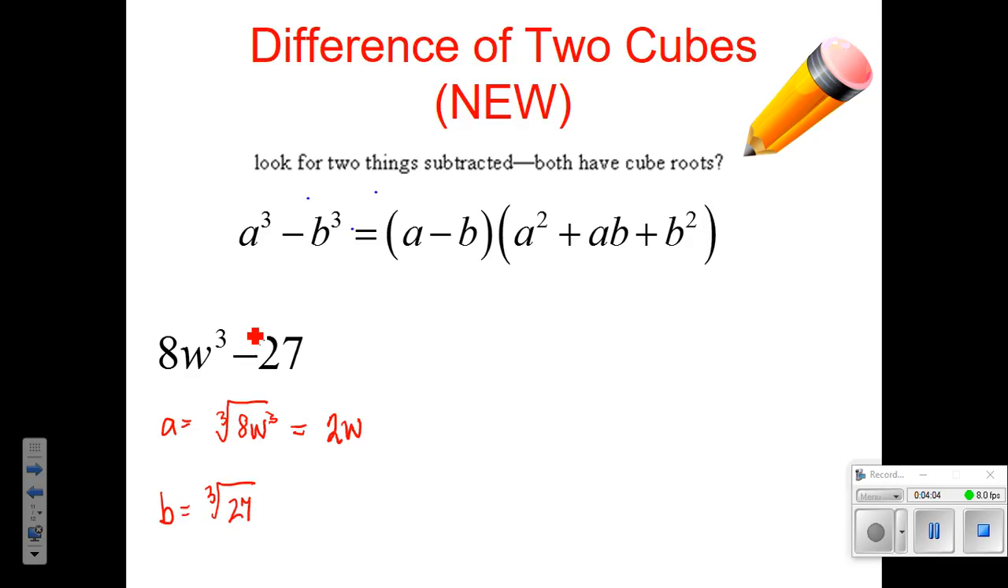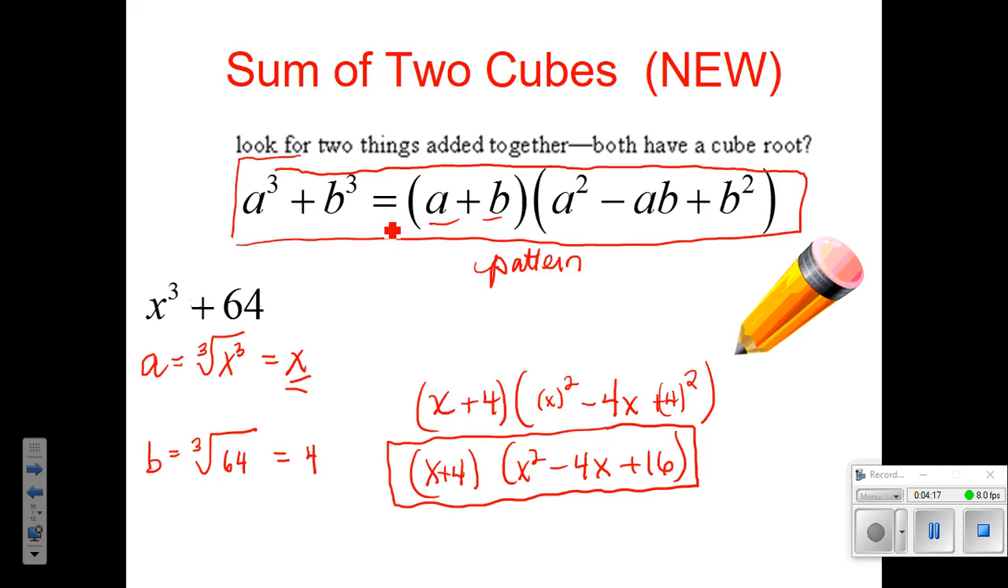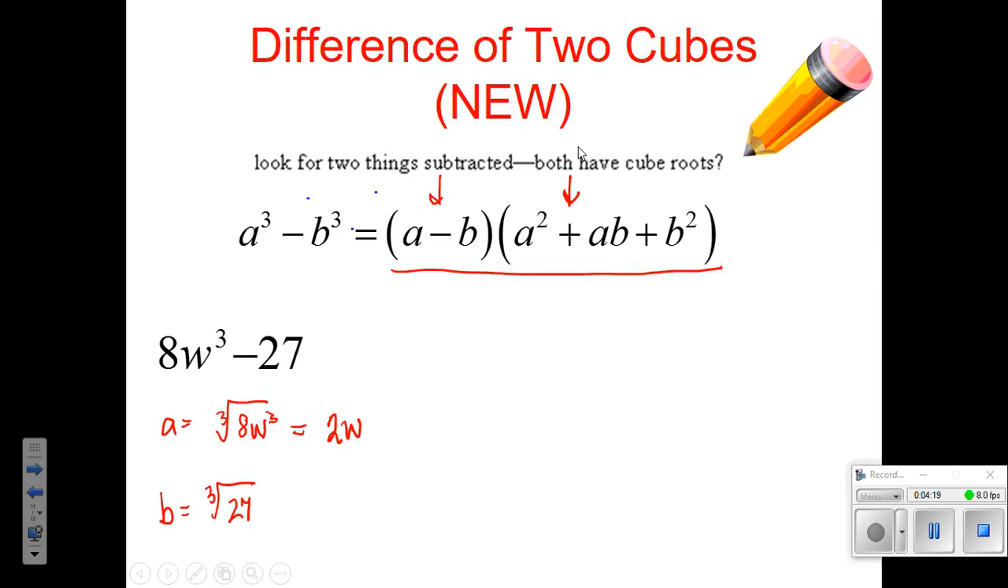The cool thing about this is we don't care about the sign because the sign is taken care of in the pattern. Notice that this pattern is almost identical, but these two signs are flipped from the sum. So if I go back, look: positive, negative for the sum; difference is negative, positive. The cube root of 27 is 3. So our A is 2w and our B is 3.